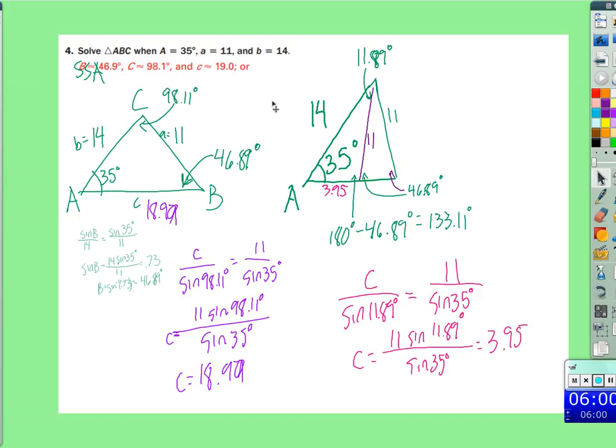First one, 46.9, that seems right. 98.1, that's good. 19, we could round that to 19. Probably wouldn't come out 19 if we had rounded our angles to tenths places. 133.11, 11.9, and 4, we rounded to the nearest ones place. Looks like a lot of stuff, but not too complicated. Make sense?